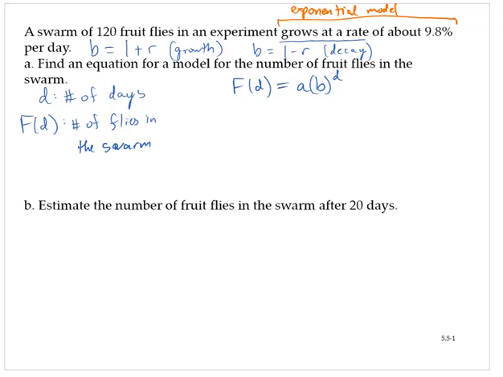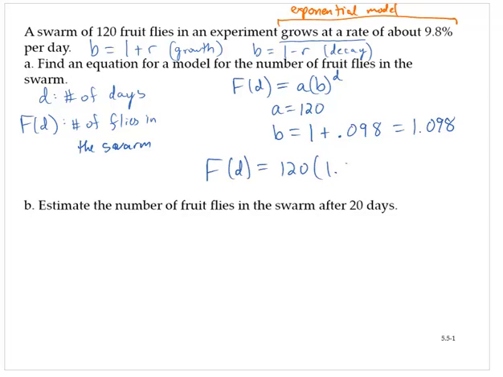Now, since we have an initial number of fruit flies, a swarm of 120 fruit flies, we know that the A value is 120. We have a growth rate of 9.8% per day. Then the B value would be 1 plus 0.098. We must write that percentage in its decimal form. And so that's 1.098. So then we can write the model F of D is equal to 120 times 1.098 to the D.